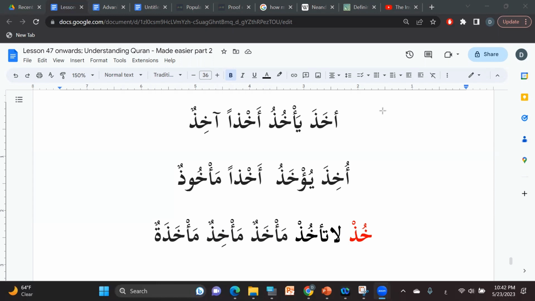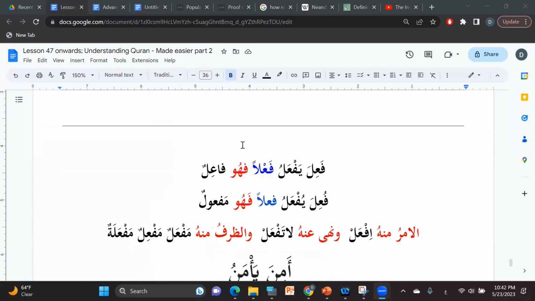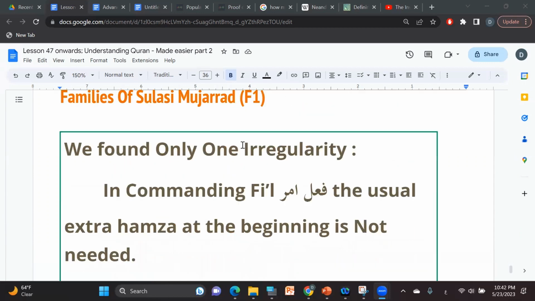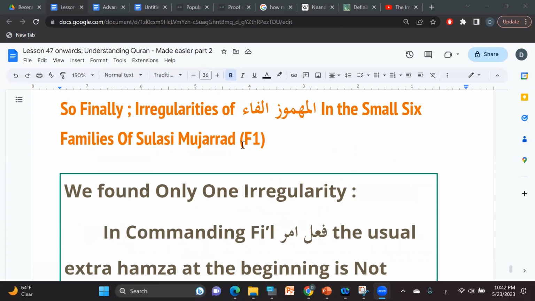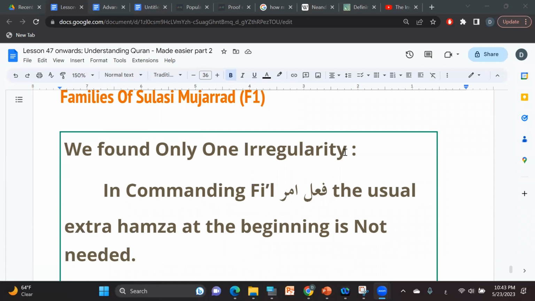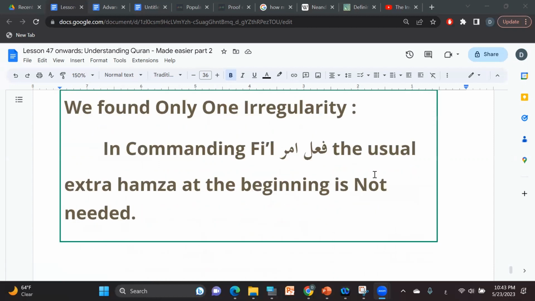That's why we are doing Mahmouz first, Mahmoozul fa, because in this type of irregularity, we don't have so many irregular words. As we go on, like in mudaf kind of irregularity or in mu'attal, you are going to see lots of irregular words in the sarf. Okay, so the gist of today's lesson is that Mahmoozul fa in the small 6 families of Sulasi Mujjarad has only one irregularity, which is in the commanding fail amr: the usual extra hamza at the beginning is not needed, and the hamza, the fa kalma, is also dropped.